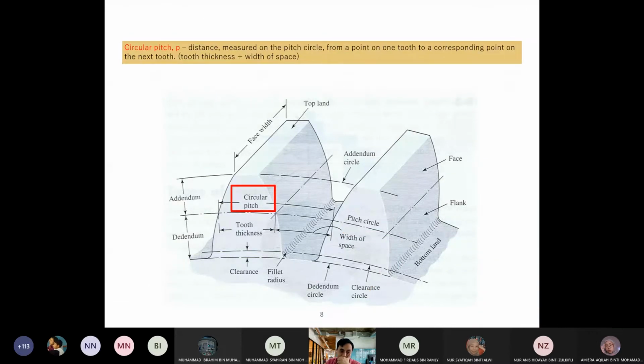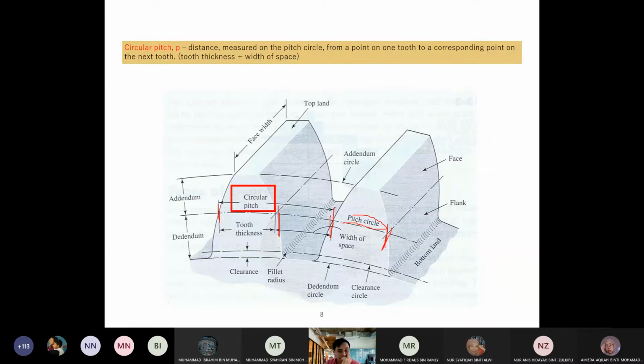Circular pitch. What is a circular pitch? Circular pitch actually the distance from here, this is your pitch circle, distance from here to here lah basically. From the tooth to another tooth. So the pitch circle, kalau awak ambil kat sini pun sama juga kan, dia punya pitch circle tersebut.